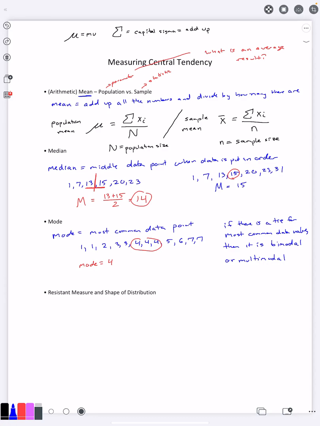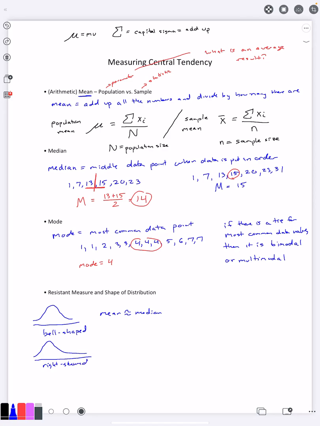But I do want to point out that there are reasons why you might want to use one over the other here. And so this last thing here is talking about resistant measure and shape of distribution. So we talked before about if you have, say, a bell-shaped distribution. Well, in this case, your mean is going to be approximately equal to your median. So your median data value is going to be about what the average is, the mean average. So everything's great there.